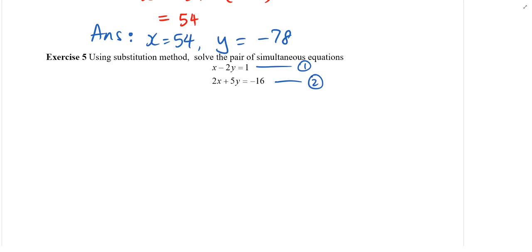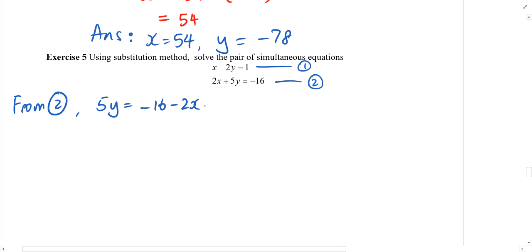You want me to show it to you? I'll do the difficult one. Okay? Let me start from equation number 2. From equation number 2, I want to make something the subject. What do you want me to make as the subject? X or y? Y. You think y is more difficult? Okay, fine. So I get 5y equals negative 16 minus 2x.